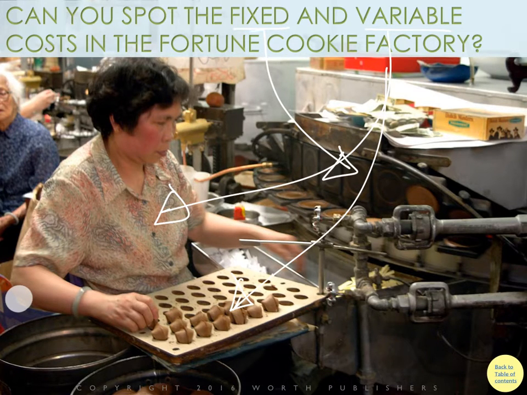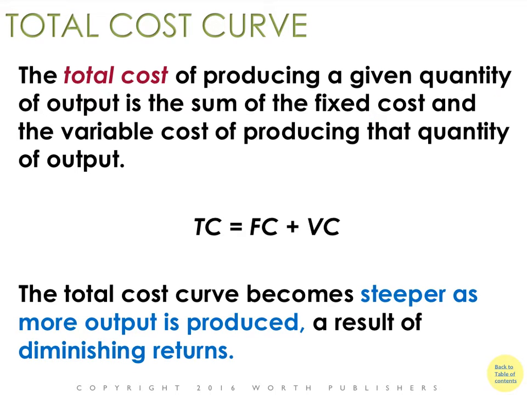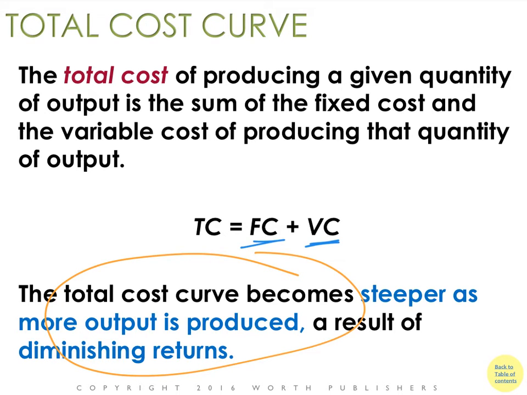Machines and buildings are fixed costs. So we can think of the total cost as being a combination of fixed cost and variable cost. And this tutorial focuses on this aspect. What happens to total cost as we try to increase output? What's the relationship between quantity and total cost?